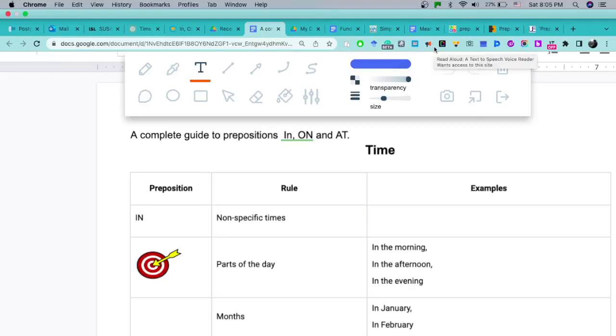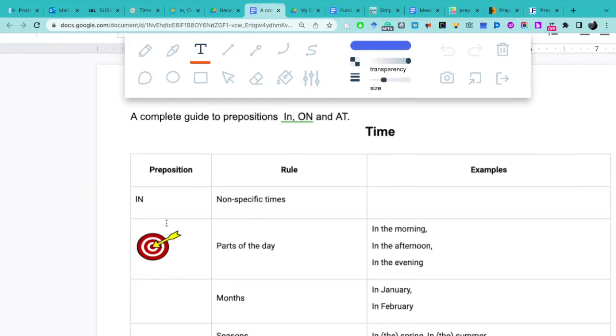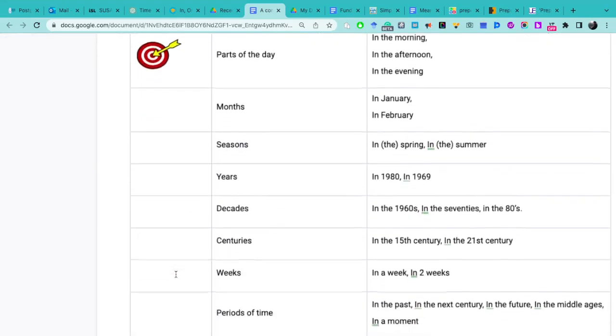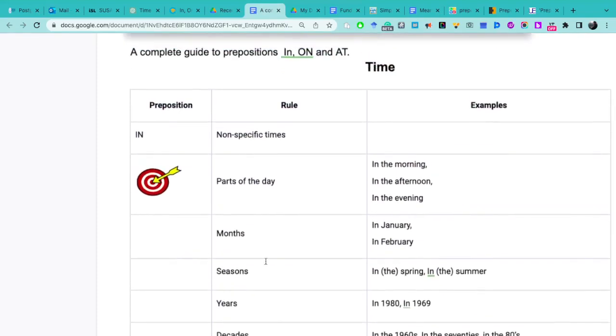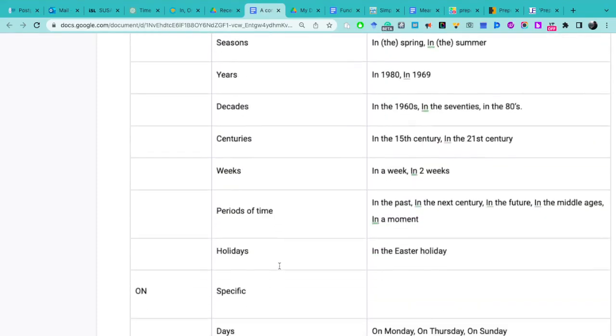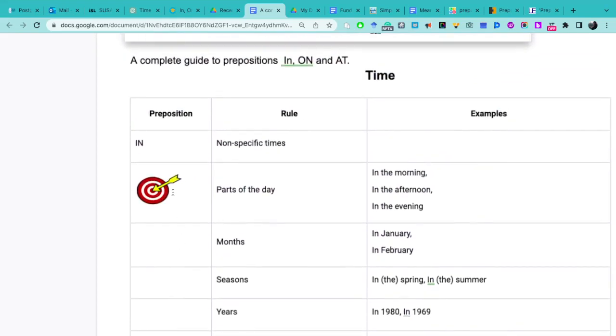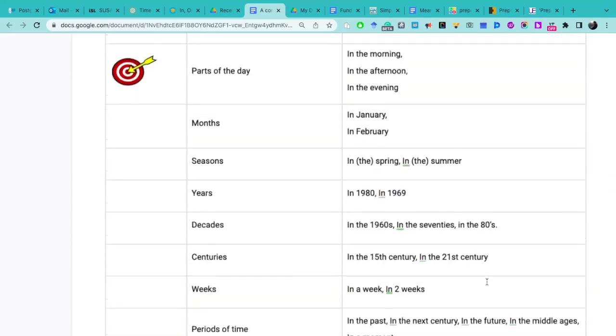Hello everybody. Today I have prepared this lesson on the prepositions in, on, and at when we want to use them to talk about time and places. Before starting my explanation on the prepositions, I want you to look at this particular picture that I have here. This picture is an indicator that you must be careful with these rules, or the rules where you see the target, right? Which means that you need to pay attention to the rule when you are using it, because the preposition on also has a rule that is similar to this one, so we must pay attention to that, right? So I'm going to be starting.